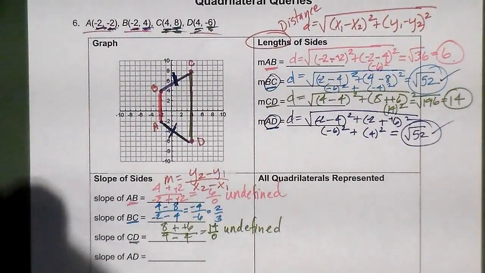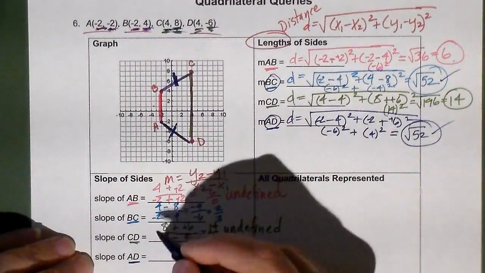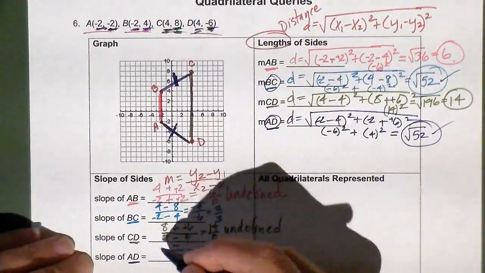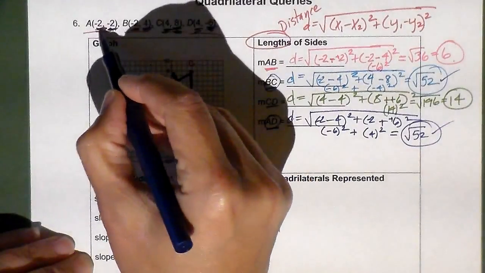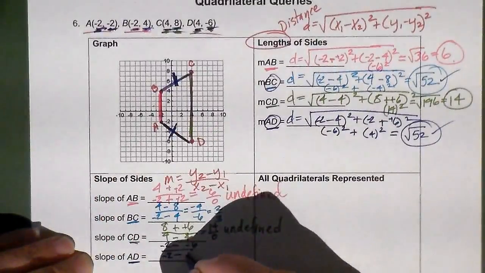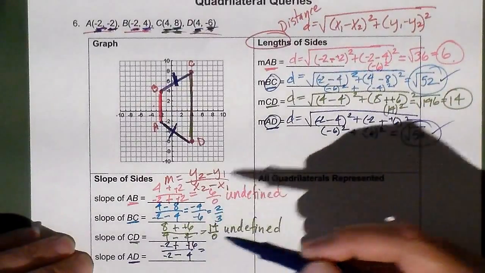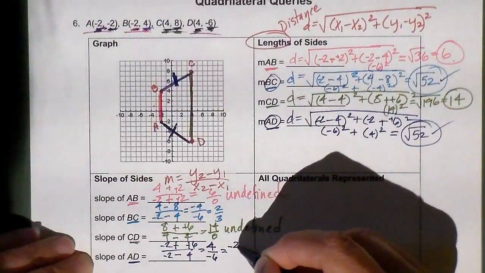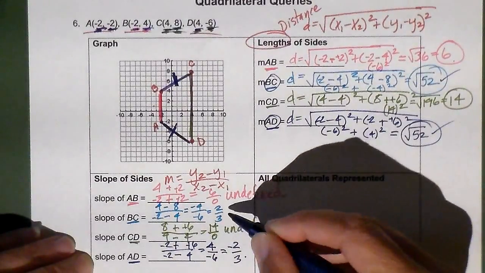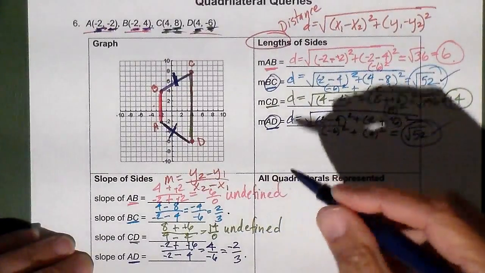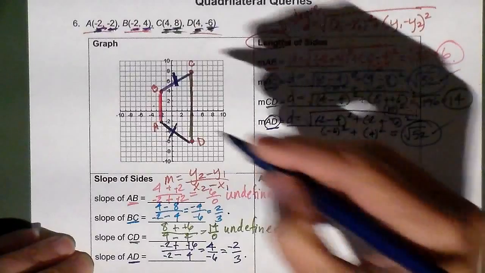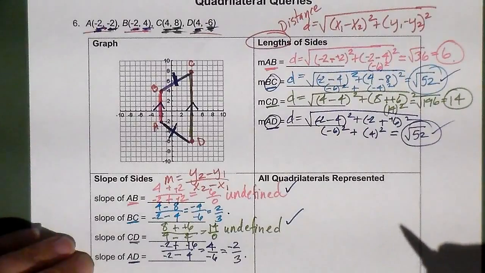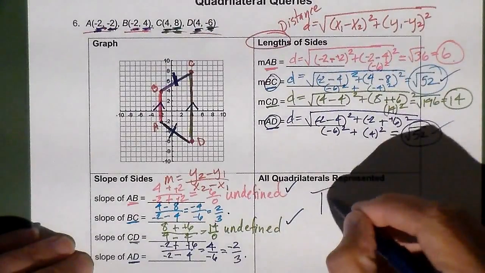So the next thing I'm going to do is find the slope of AD, which is going to be my last one. So A is -2 and -6 on top, and then -2 and 4 on the bottom. So that becomes plus a positive. So I get +4 on top and -6 on the bottom, so I get -2 over 3. Is that the same as this one? No. So I do have one pair of parallel sides. These are both undefined, so they're both parallel. What do we call a four-sided figure with only one pair of parallel sides? That is a trapezoid.